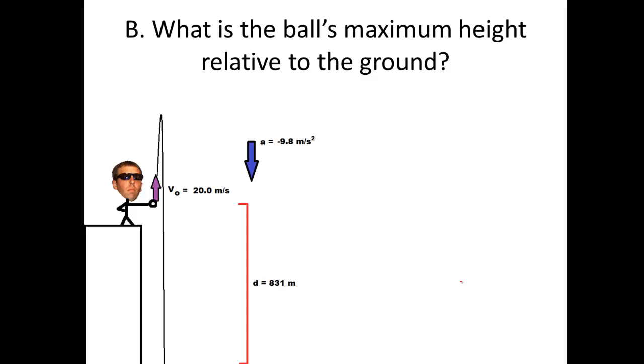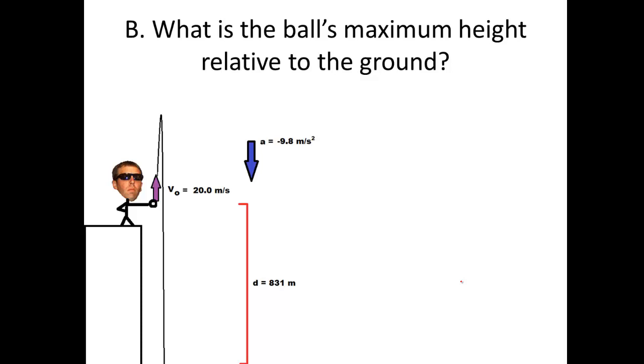Now to address question B, what is the ball's maximum height relative to the ground? We should probably use our answer from question A, and that'll make this problem rather simple. Since we know the time it takes for the ball to reach its maximum height, we can use that time in another one of our kinematics equations to calculate the maximum height of the ball.